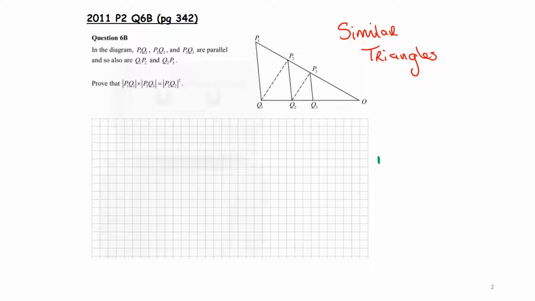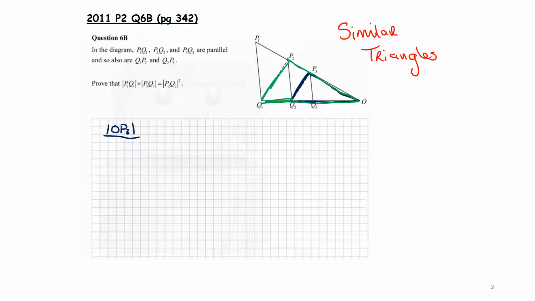Let me go back to pen. Okay. So if I deal with this triangle here, and this triangle here. Okay. So based on those two, we can do the idea of ratios.